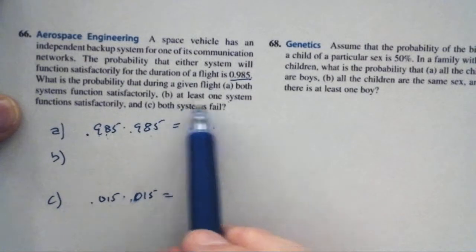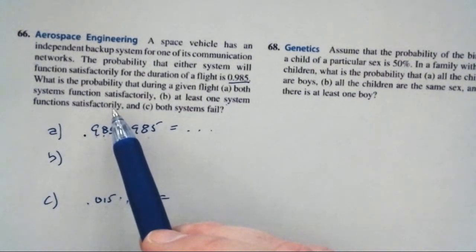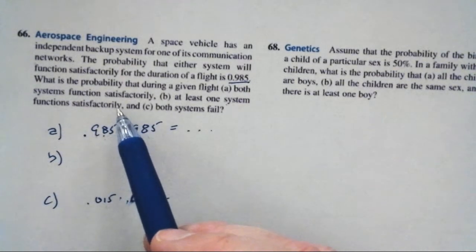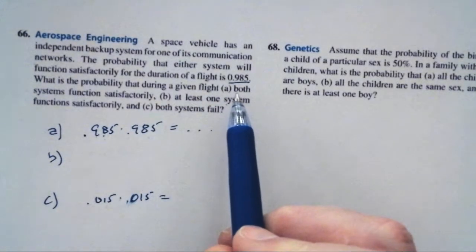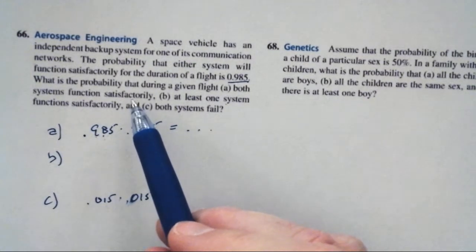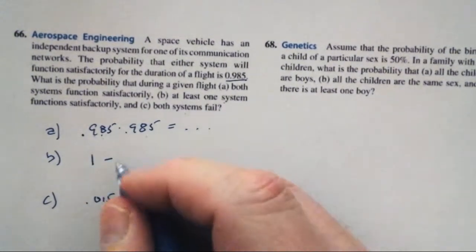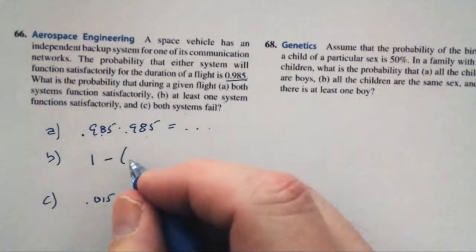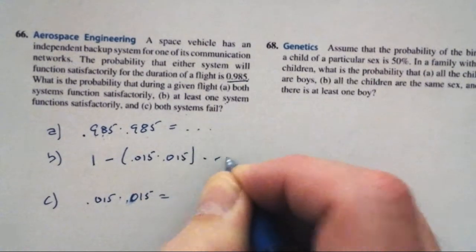And now, at least one system works satisfactorily. That means they both work, or the first one works, second one doesn't, or first one doesn't, second one does. Couple of ors in there. How else can we do this? So we win if one works satisfactorily, and that's the true story of this space flight. One of them better work. How do we lose? If they both fail. So this could be 1 minus the probability of fail, that we lose, 0.015 times 0.015, dot, dot, dot.